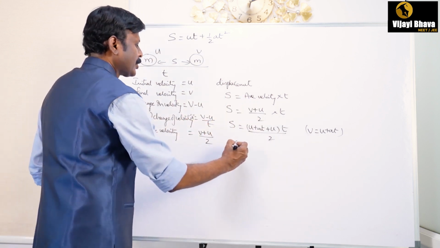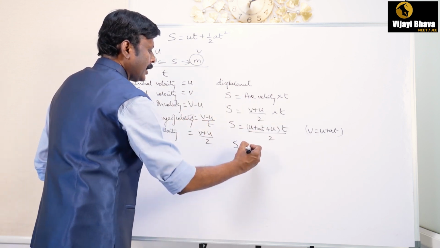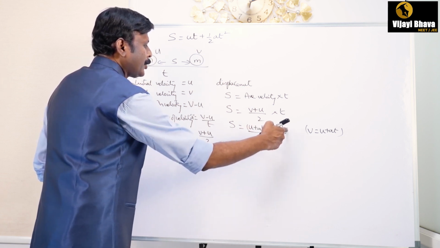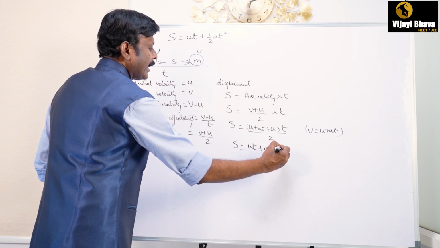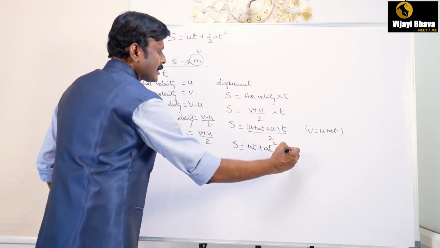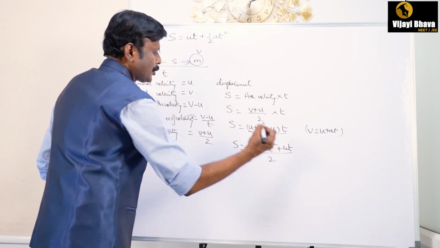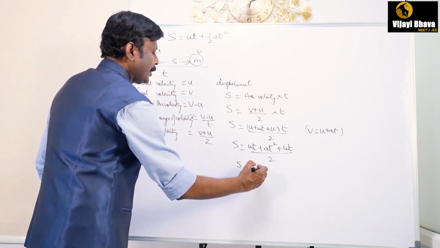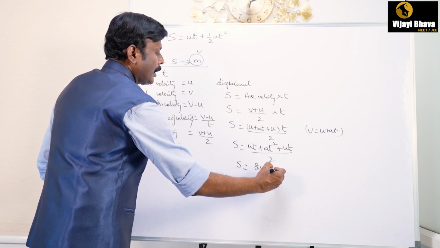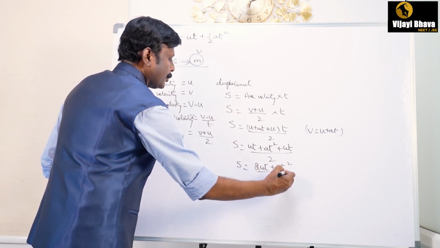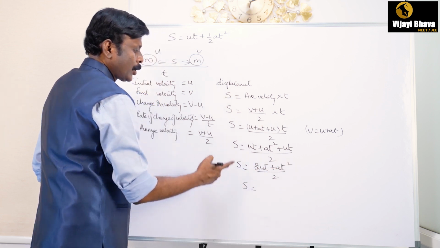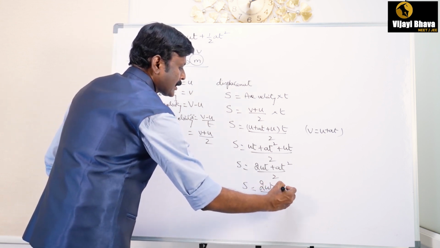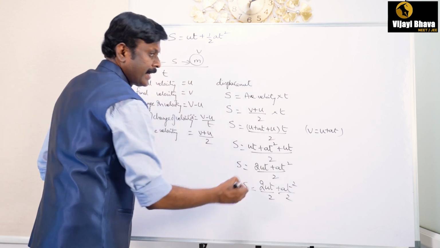The next step comes out like this. U into t is ut plus again at into t is at square plus u into t is again ut, by 2. The next step is this ut and this ut, they become 2ut plus at square by 2. Now let us write this equation in two forms like this: 2ut by 2 plus at square by 2.